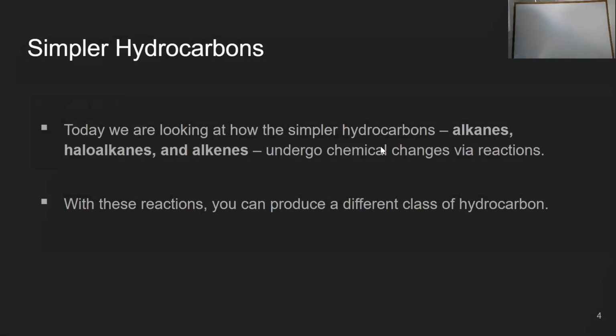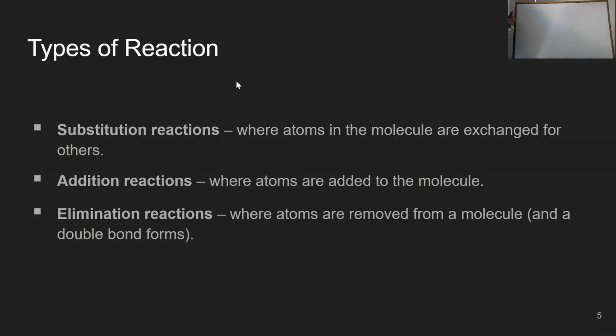So we have the alkanes, haloalkanes, and alkenes that undergo chemical changes via reaction, and we can produce new hydrocarbons from that. What relevance that has to the real world, I don't think there is any, but we're going to learn about it anyway. So substitution reactions, shock horror, we substitute the functional group. So instead of there being a hydrogen, we swap it out for a hydroxide.